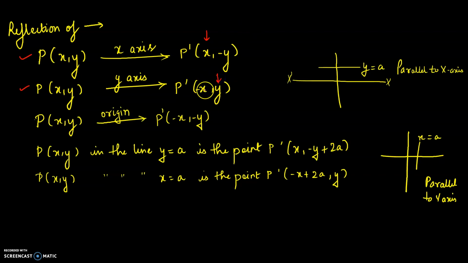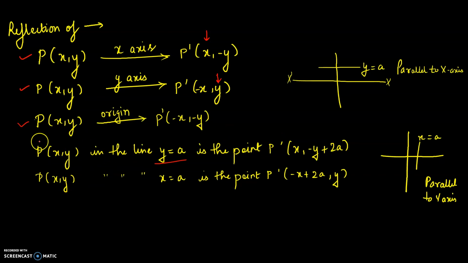Y is same and sign of x changes. For origin, both the signs change. Now, P(x, y) in the line y = a. There will be a line given to you in the question, and then you have to find out the image by its reflection.